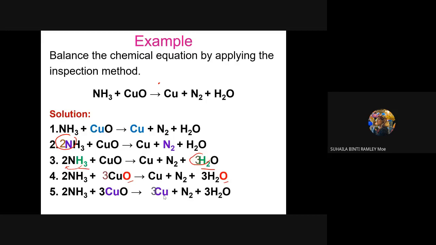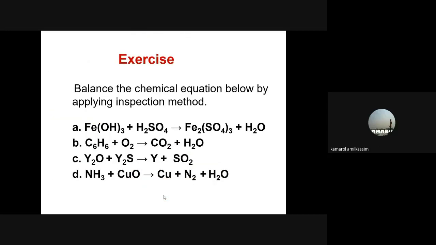Okay, ada soalan untuk ni? Yang ni equation yang biasa. Ada madam. Okay, tiada. So yang tu adalah equationnya. Yang ini exercise untuk inspection method. Okay, actually ada lagi satu method.